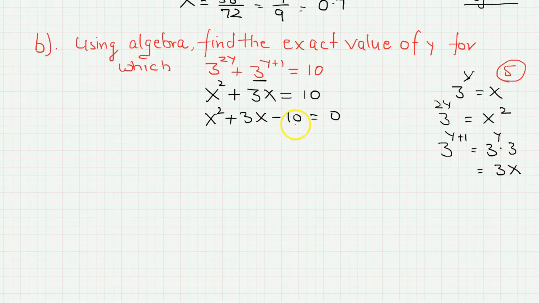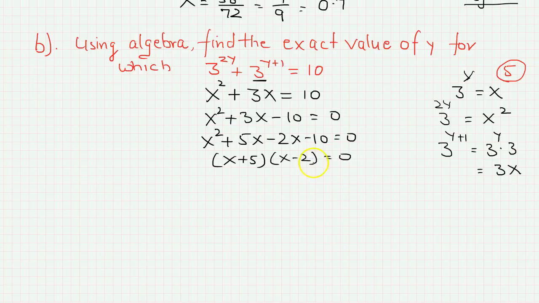So the factors of 10 are 5 times 2. So it can be written as x square plus 5x minus 2x minus 10 is 0. So it will be (x plus 5)(x minus 2) is equal to 0. So x is equal to minus 5 and x is equal to 2. We don't have x in the equation. x is 3 raised to the power y.